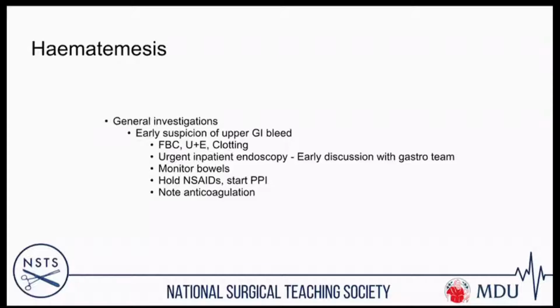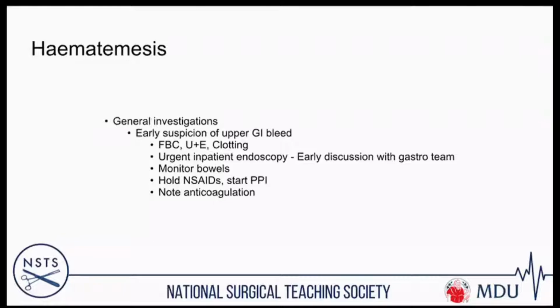Do the simple tests, see if you can get an endoscopy and we can have a look. It's much better doing the test rather than waiting for anything else to happen. Similarly, try and remove any of the causative factors, hold their NSAIDs, start them on a PPI. And also significantly, make sure that if the patient is anticoagulated, then you get advice from haematology, especially with some kind of the antiplatelets, clopidogrel, apixaban, anything without a reversal agent.